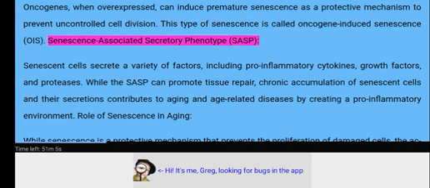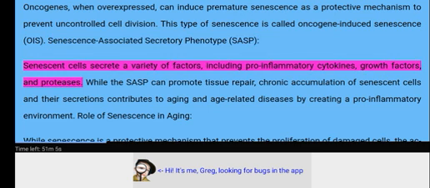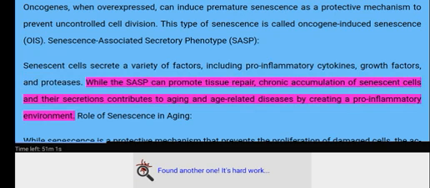Senescence-associated secretory phenotype, SASP. Senescent cells secrete a variety of factors, including pro-inflammatory cytokines, growth factors, and proteases. While the SASP can promote tissue repair, chronic accumulation of senescent cells and their secretions contributes to aging and age-related diseases by creating a pro-inflammatory environment.